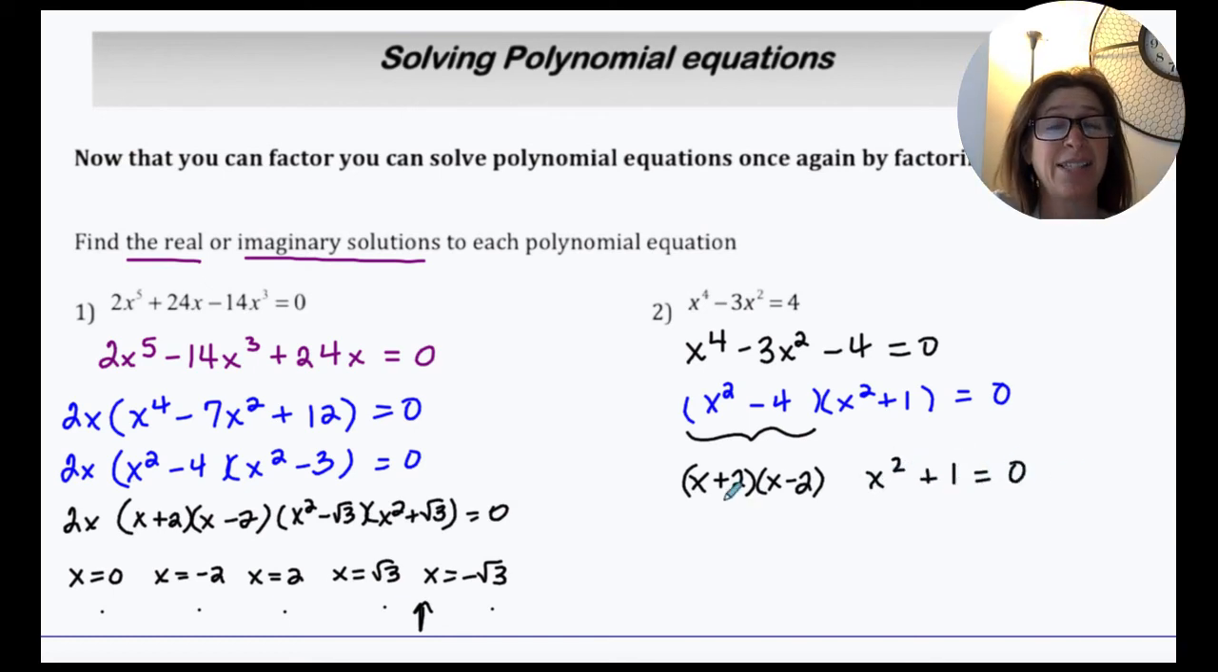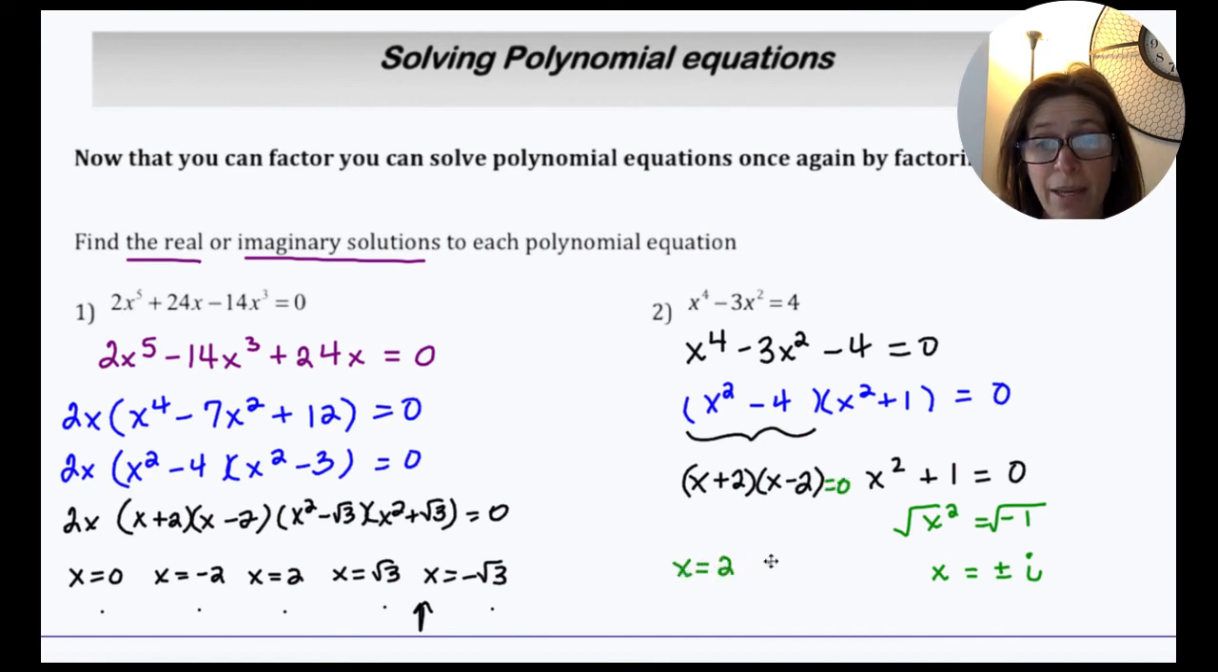It looks like difference of squares, but difference of squares is the difference of 2 squares. This is the sum. The sum of 2 squares will always end up giving us an imaginary solution. So if I solve for x here, I take the square root of both sides, and we recognize that that's going to give me plus or minus i. And these, if I set them equal to 0, are going to give me x equals 2, x equals negative 2. So I know that this graph has 2 real solutions and 2 imaginary solutions. And that means that the graph is only going to touch the x-axis twice.